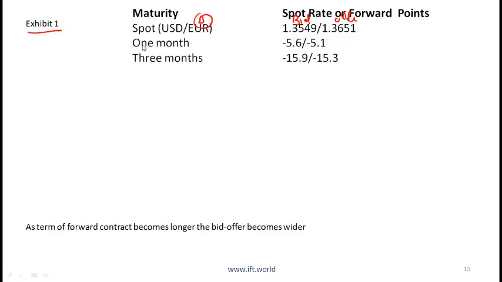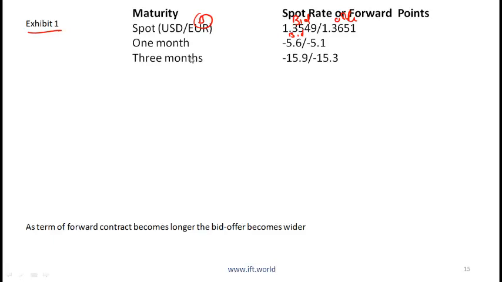Now the forward rates are quoted in terms of points relative to spot. So if the 1 month forward point is minus 5.6, this is on the bid side.